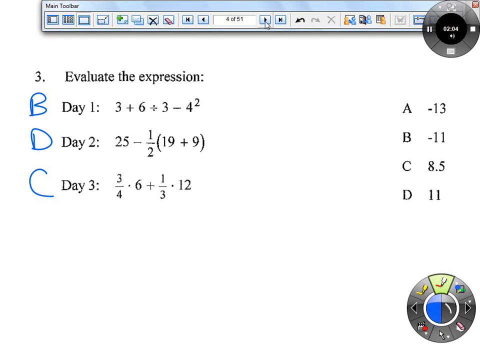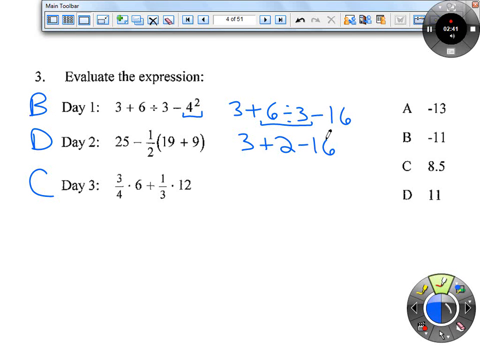Evaluate the expression. This is using the order of operations. So you remember your Please Excuse My Dear Aunt Sally. And so for this problem, what you want to do is you don't have any parentheses, but you do have the exponent, so you kind of need to do that. So I would go 3 plus 6 divided by 3, and technically you're doing the 4 squared first, so 16. And then the next thing to do would be the multiplication and division, so that would be the division there. So 3 plus 6 divided by 3, of course, is 2.